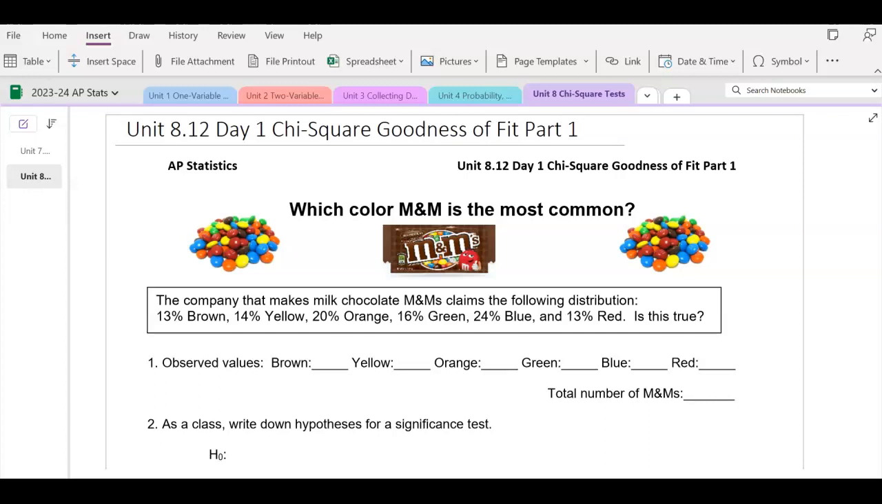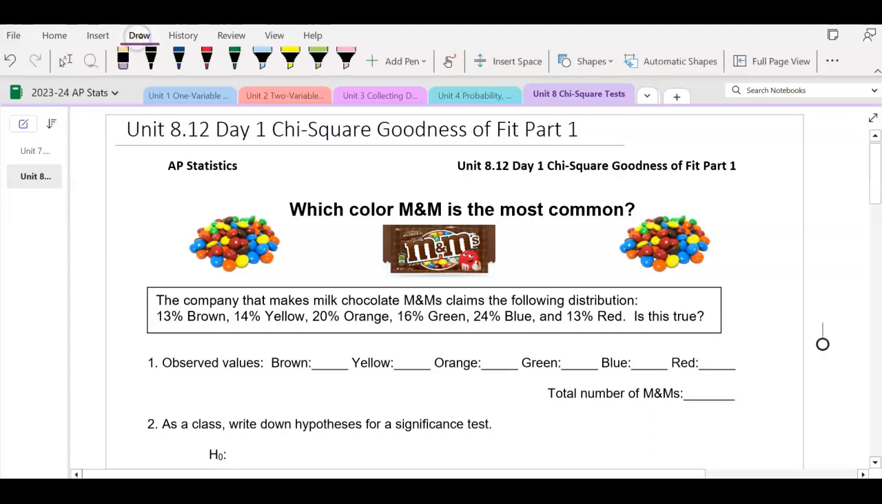All right, so hopefully you have your numbers, and the values that you got as a class should be listed right here. So total up all the browns that the entire class got, all the yellows, all the oranges, all the greens, all the blues, all the reds, and the total number of M&Ms that you guys counted. And that's the data that we're going to work with here. Those are known as our observed values. That observed idea is going to come in handy here in a minute because that's part of our formula.